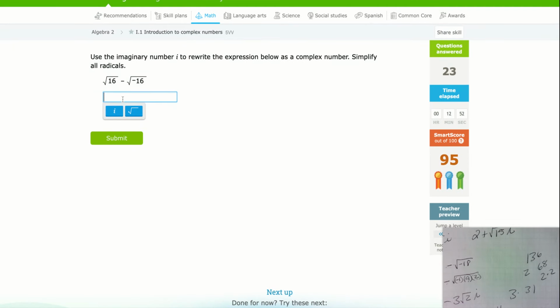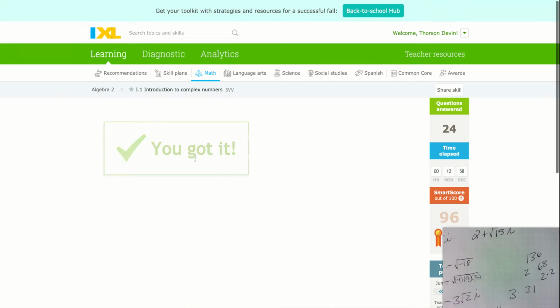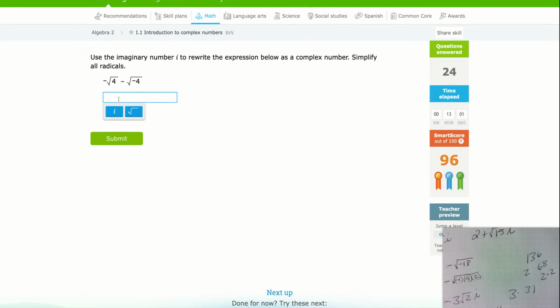Okay, square root of 16 is 4, minus the square root of negative 16 is 4i. I like that one. I wish they'd give us more of those ones. And look, they are doing that. So we have a negative 2, square root of 4 is 2, and it's negative, minus square root of negative 4 is 2i.